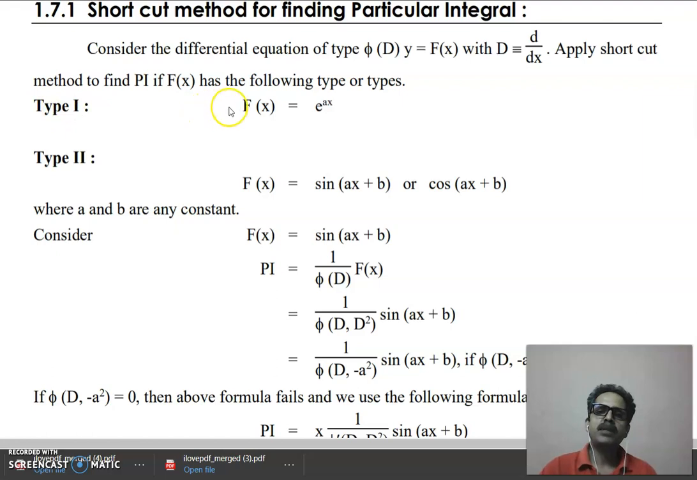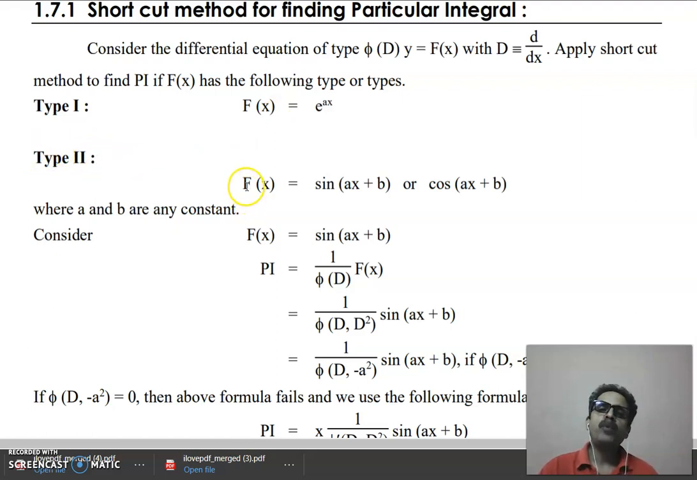The first type is f of x is e raised to ax, and in this first type we have seen in last video how to find PI. Simply write definition of PI, put the value of f of x there and replace D by a. And if we get 1 by 0 situation, then we have to write new formula. Let's see now type 2.